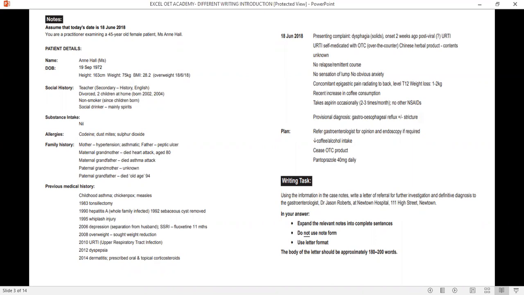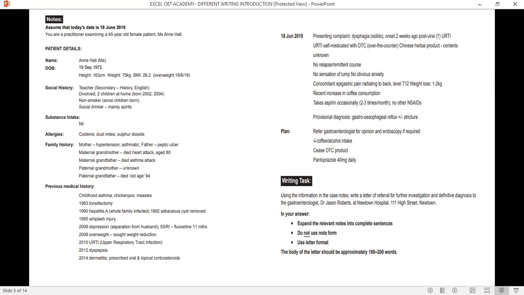Now, there are some writing tasks you might see in your exam where they write something like, using the information in the case notes, write a letter. They will not say anything like write a letter of referral. You'll see something like write a letter for further investigation and definitive diagnosis to the gastroenterologist, Dr. XYZ of Y and X hospital.